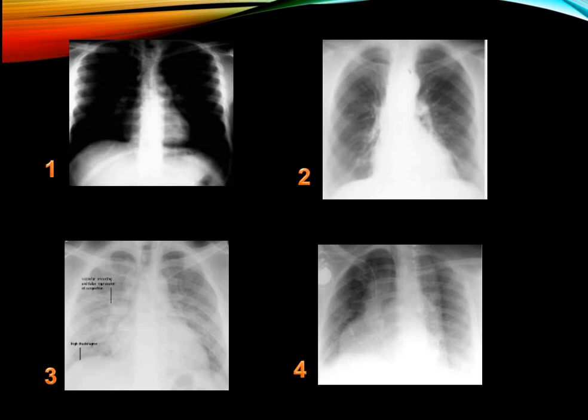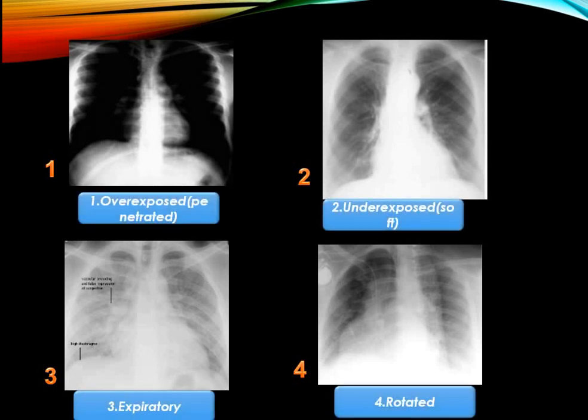First chest x-ray, number 1. If you look through the cardiac shadow to the thoracic vertebra, you will see it very clearly, so that you can draw it with a pen. This means that this chest x-ray is over-penetrated or overexposed.